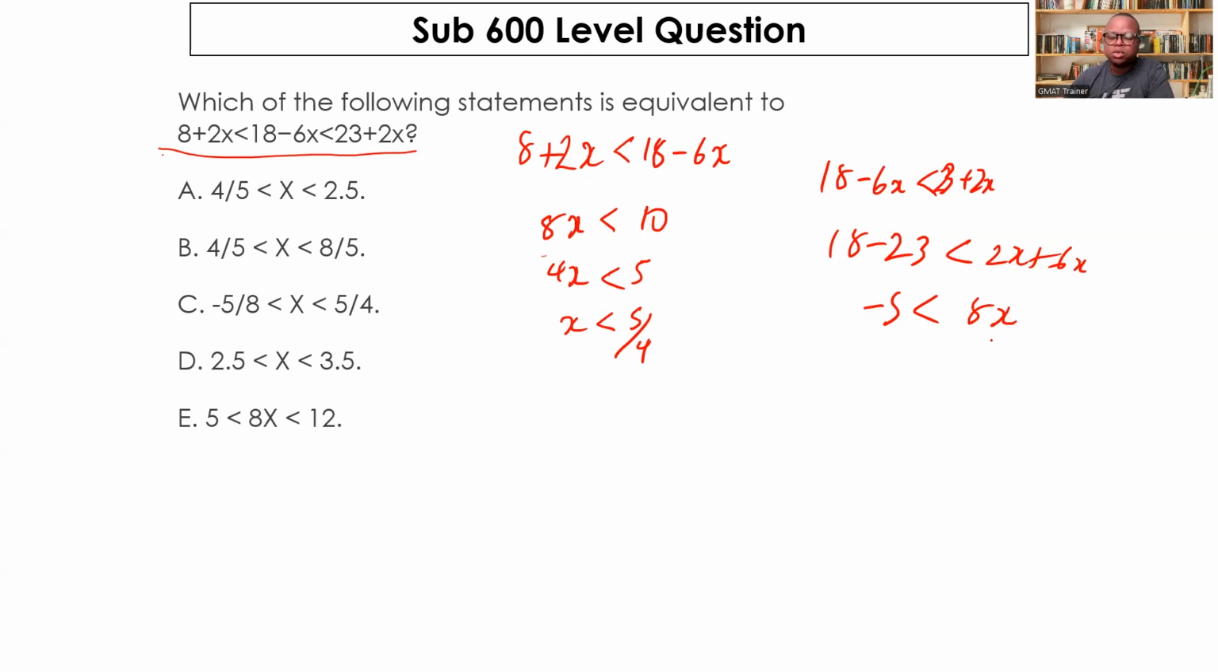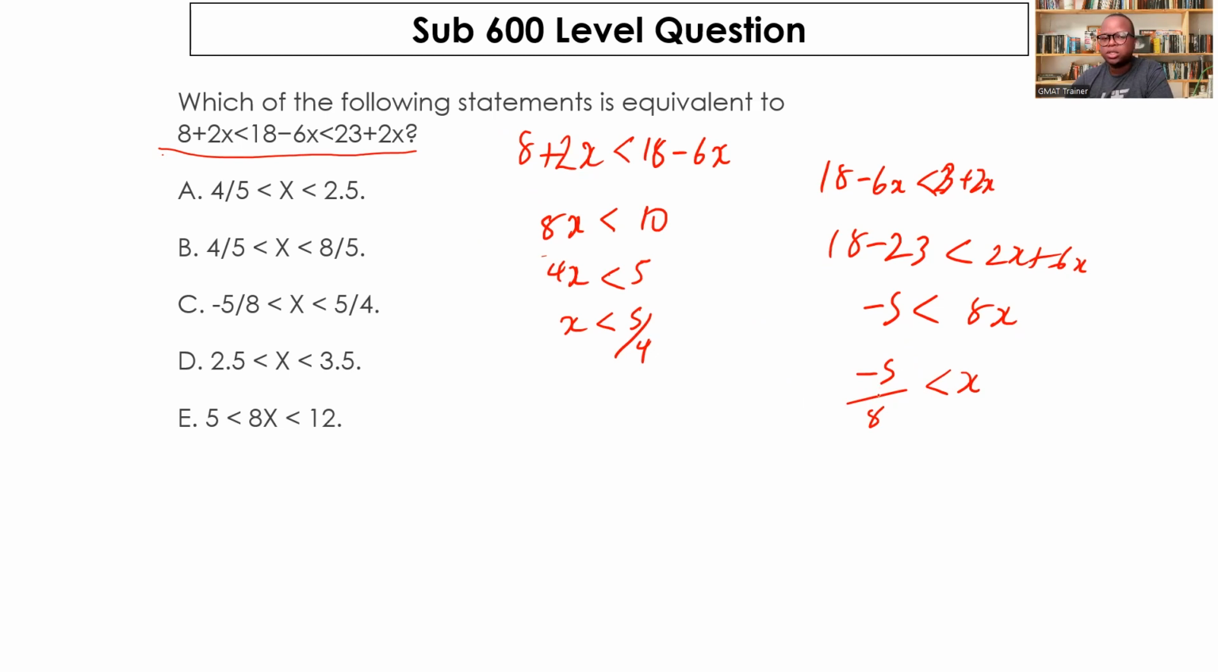To simplify both sides and have just x, you can divide both sides by 8, and since it's positive, the inequality sign doesn't change. So negative 5 over 8 is less than x. So we have it simplified on both sides, as is expressed in the multiple choices. The next thing is to bring them together.